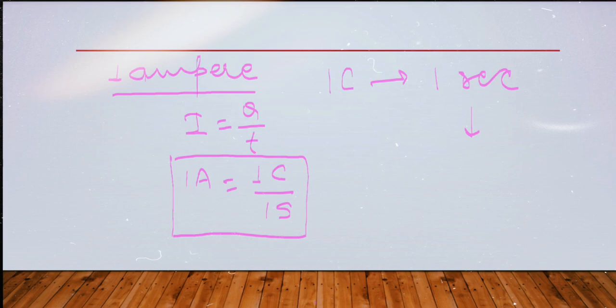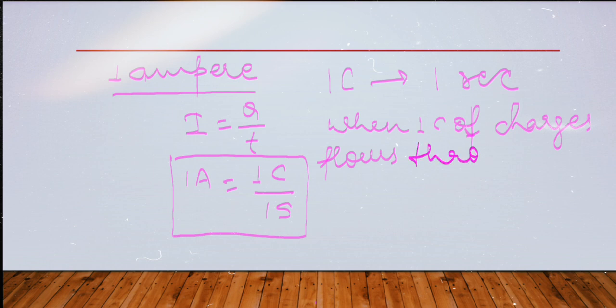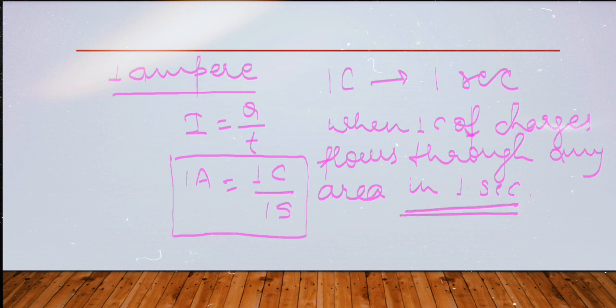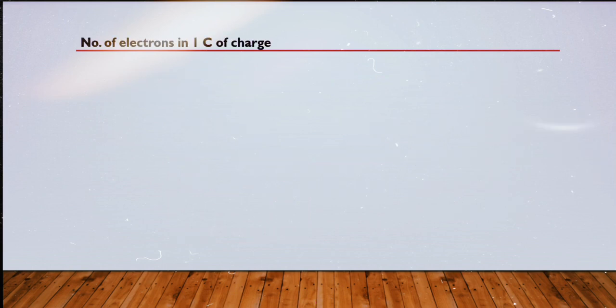Okay, so we can write it as: when 1 coulomb of charge flows through any area of cross section in 1 second, then we say that the current flowing through the conductor is equal to 1 ampere. Clear? Now students, how will we find the total number of electrons in 1 coulomb of charge?